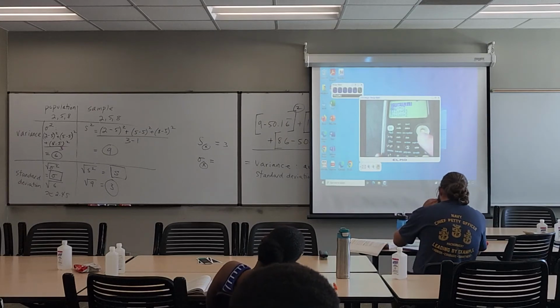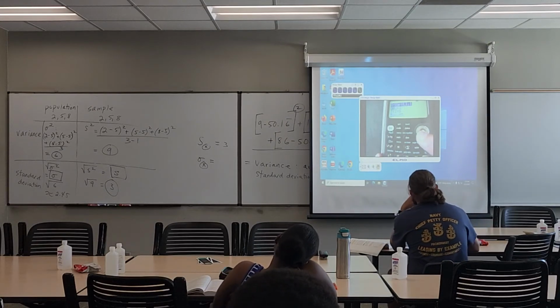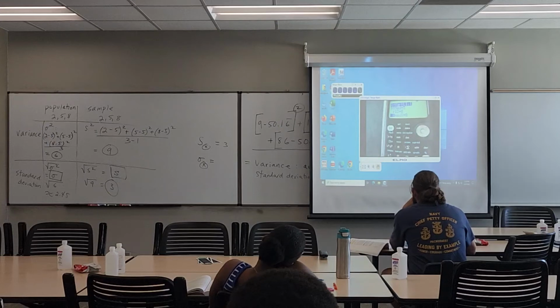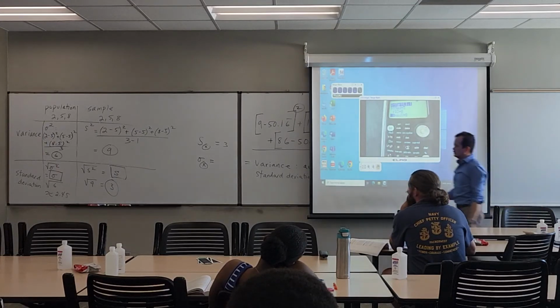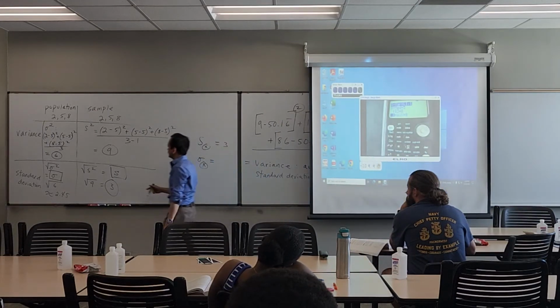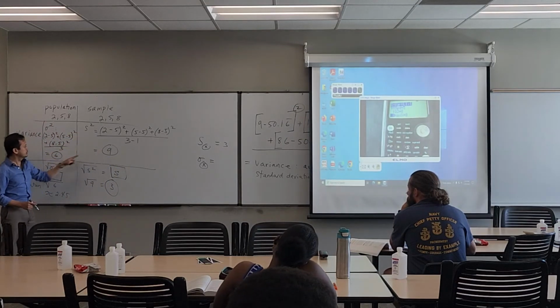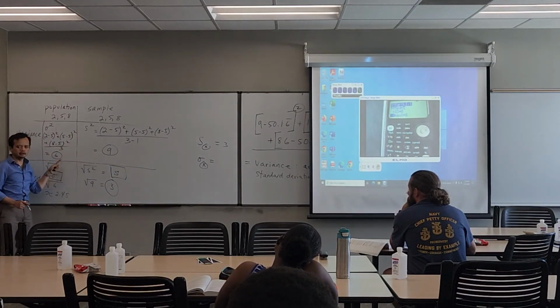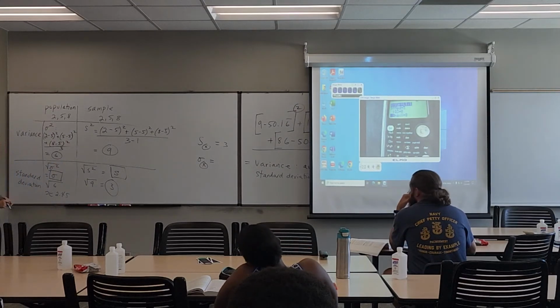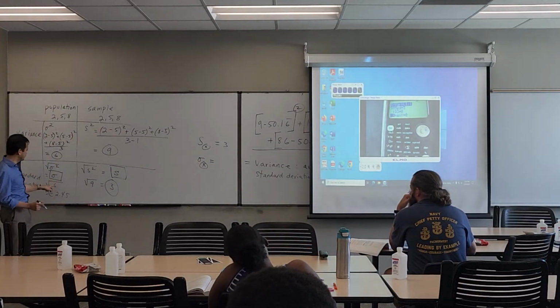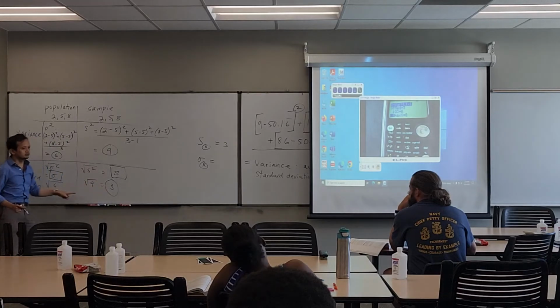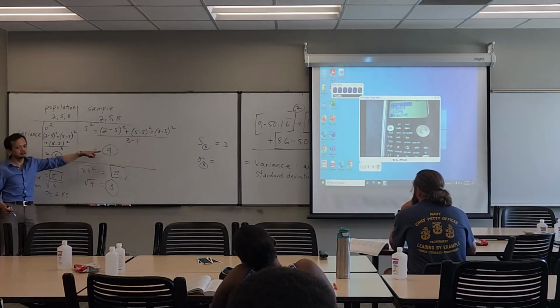So how do you think you could get those? If you wanted to know the two other ones that we have in our chart here, the population variance and the sample variance, 6 and 9 respectively, how do you think we could get those? The calculator is only giving us these two. How do we get the other two?